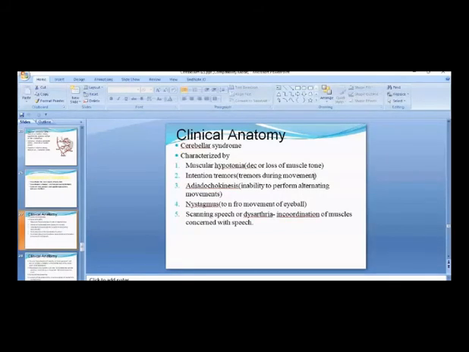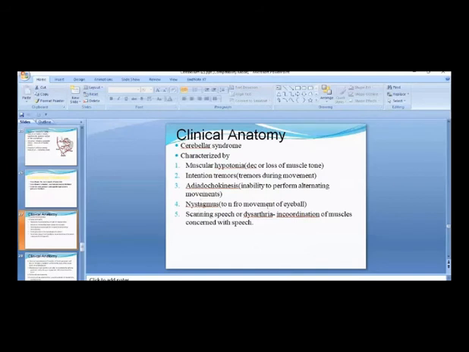Sometimes they will ask you to write down the clinical anatomy of the cerebellum. There are so many points. What is cerebellar syndrome? It is characterized by loss or decrease of muscular tone, that is muscular hypotonia, intention tremor during movements, this shivering like, and adiadochokinesia, inability to perform alternating movements.